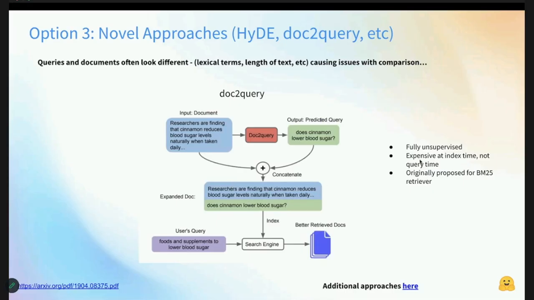The idea here is that it's fully unsupervised. You don't need any labeled data. You're using a generative model to get you some boost. It's expensive at index time because you need to do this generation process before you embed every document. But at query time, there's no latency issues.